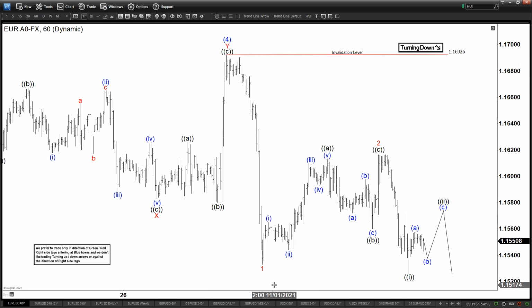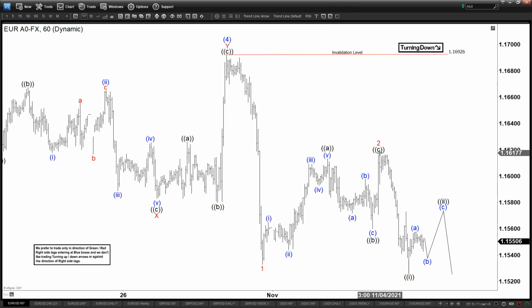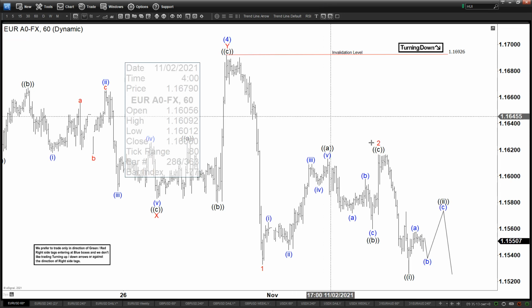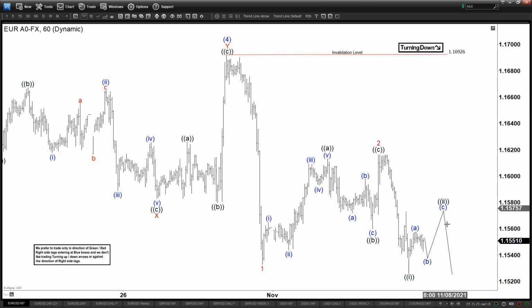So therefore we do have a sequence of a lower low here, suggesting we could see more downside as long as we stay below here, right? More importantly staying below here. So the more important level is 116.90, but even this wave 2 here is also pretty important right now. This one here is 116.16. As long as we stay below 116.16, we could see the downside, and the rally can fail for continuation to the downside.